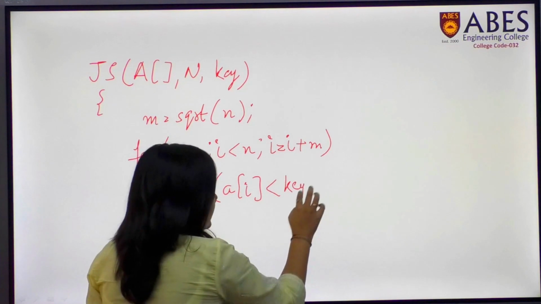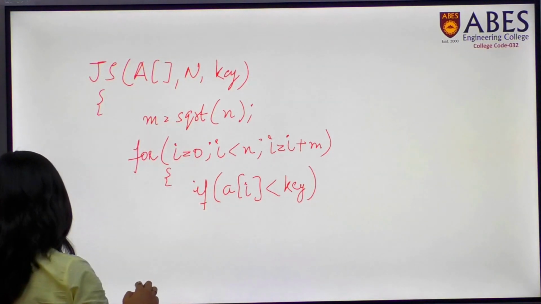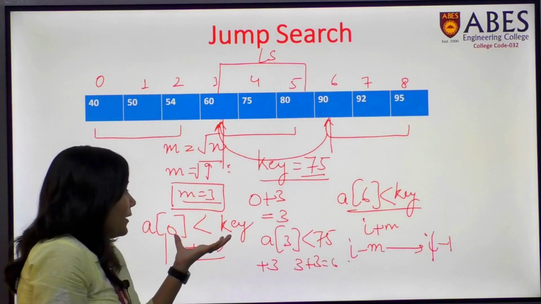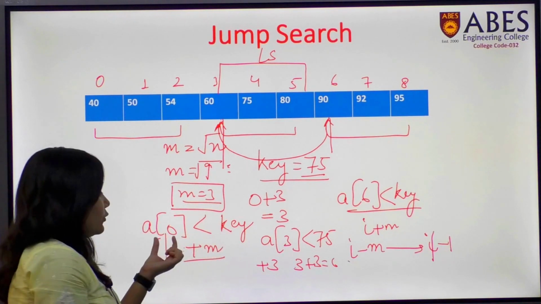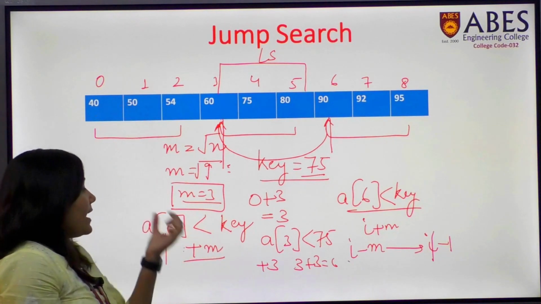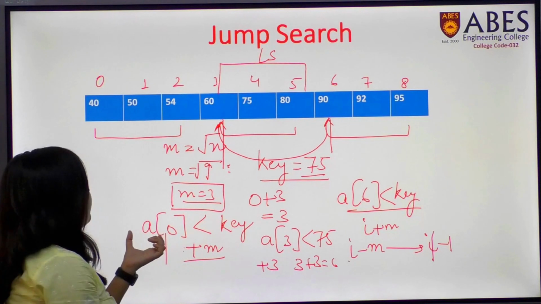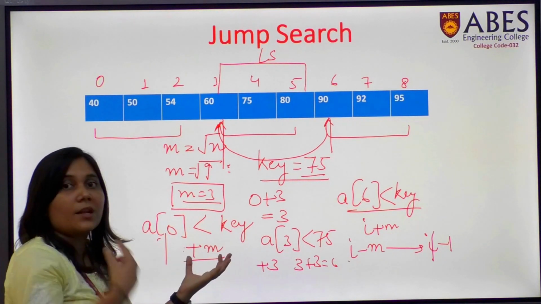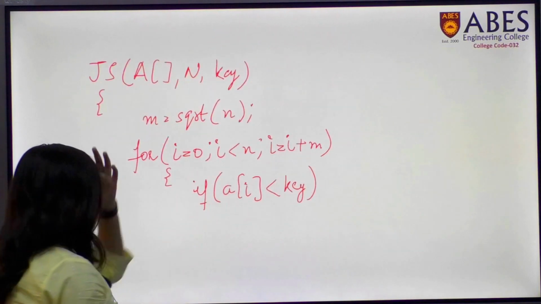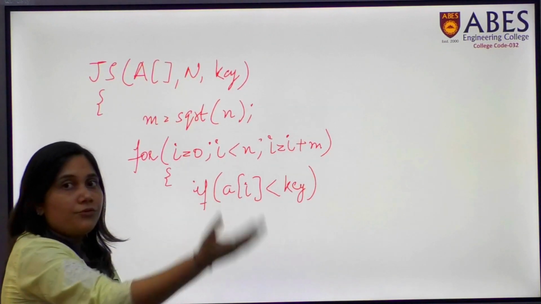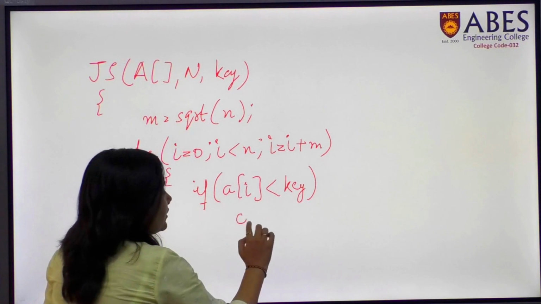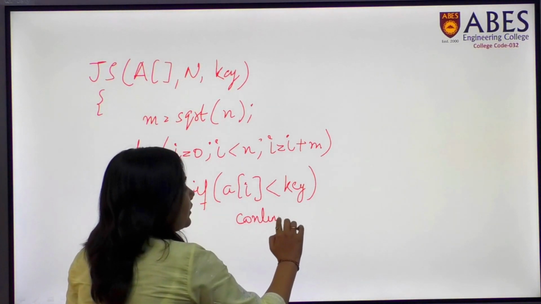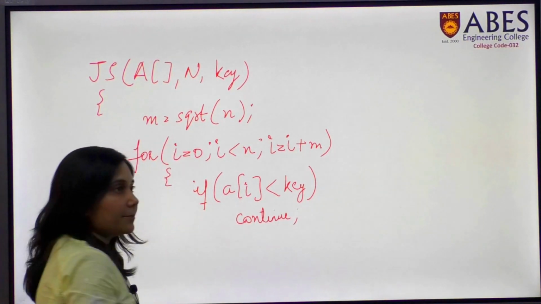If you remember, this is all what we did in the last step: if my value a of 0, the value in my array at the position where my index value is there, is less than the key, then I have to increment by m and move further. So I am using the jump statement called continue. This is the statement I am using.